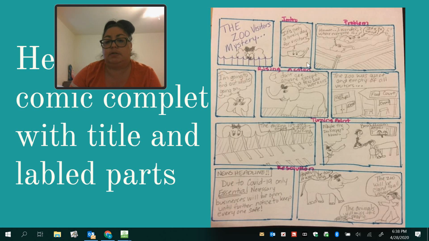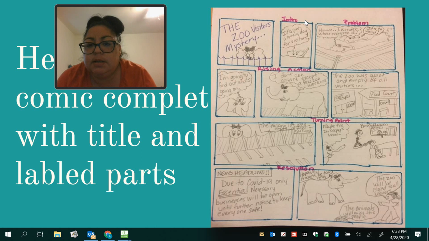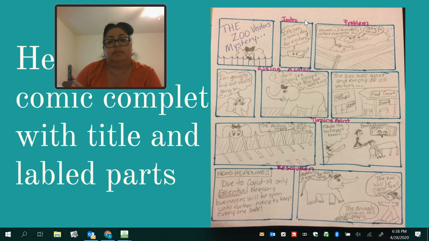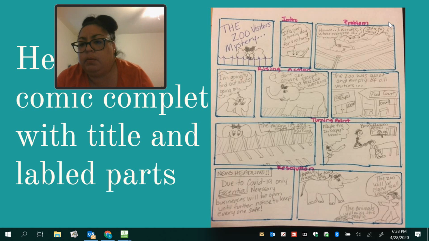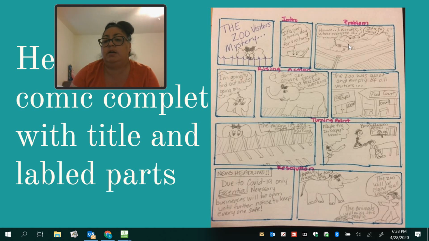Okay, the first square should be your introduction. And it says, it's such a lovely day for visitors. So, she's expecting people to come see her at the zoo. Now I'm going to introduce a problem. I wonder where everybody is. It's so weird. She and her friend are swimming in their enclosure. Here's the fence and nobody's on the walkway watching them like they're normally used to.